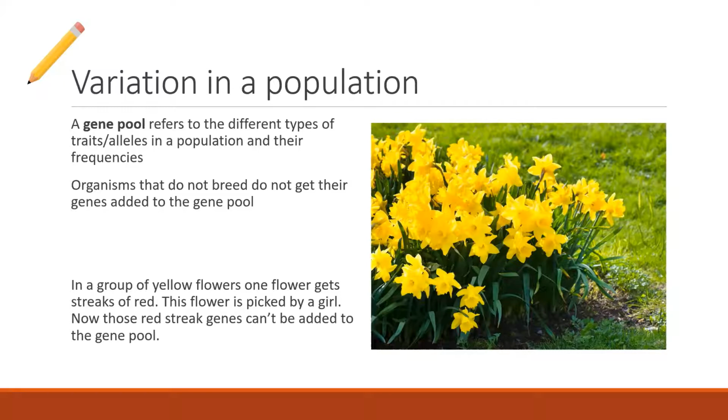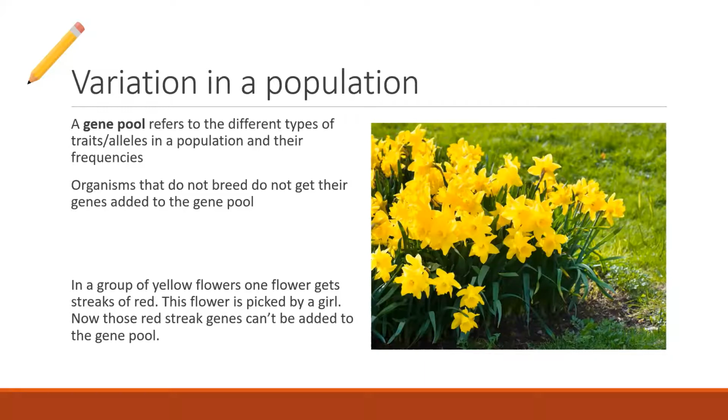Down at the bottom is a bit of an example. In a group of yellow flowers, one flower gets a red streak. And I'm like, okay, cool. That could be like a red streak in a flower. Maybe it looks a bit like flames is what I thought to myself. That'd be cool. And if that gene could get back into the gene pool because it can breathe, then maybe other plants could get other red streaks. Maybe they could turn red completely. Maybe some of them would get blue streaks or whatever. But this flower is picked by a girl. Now those red streak genes can't be added to the gene pool. Those genes are removed.